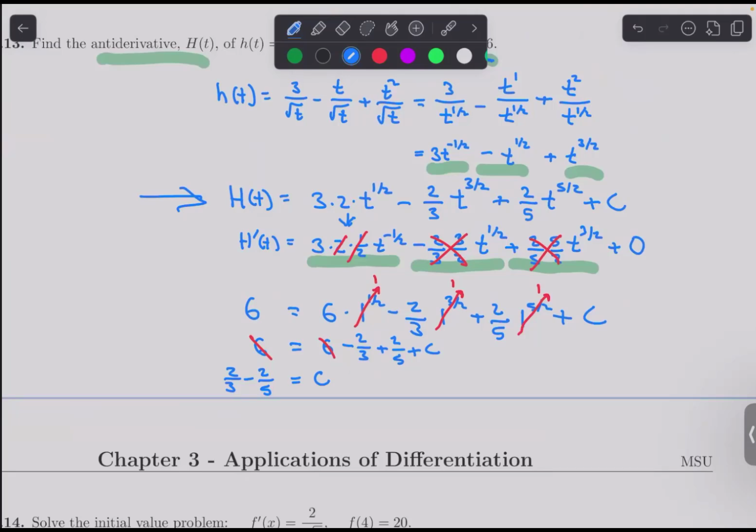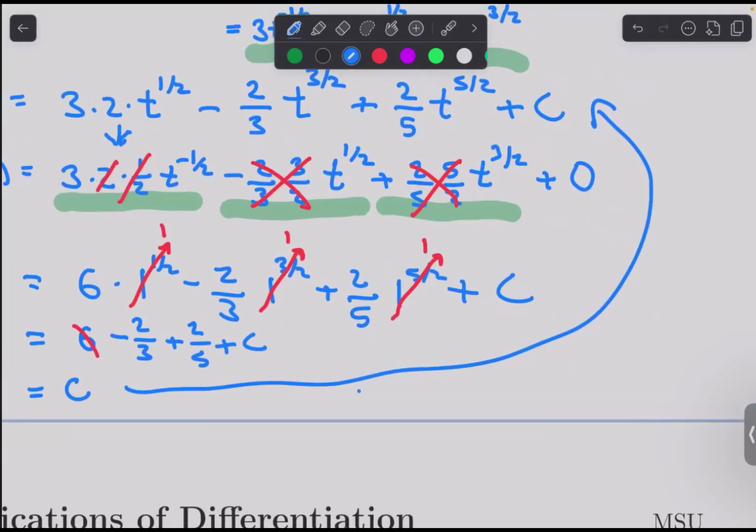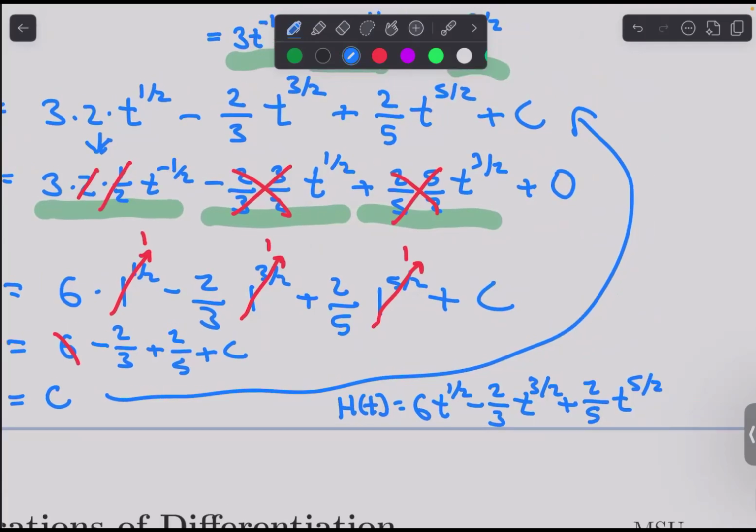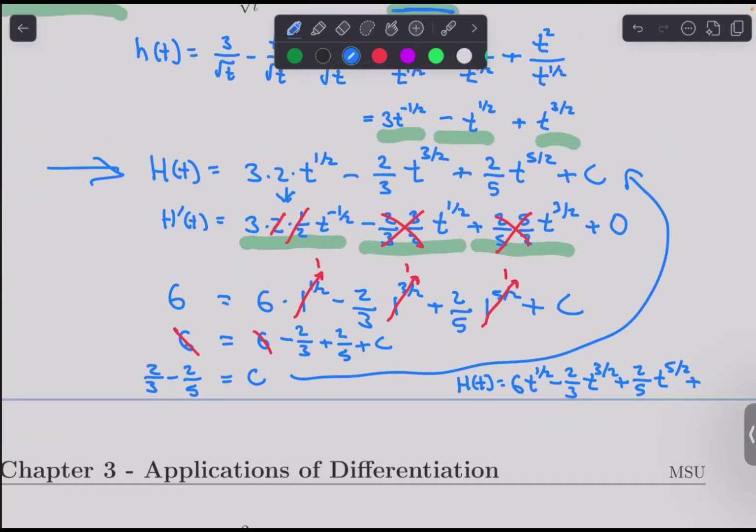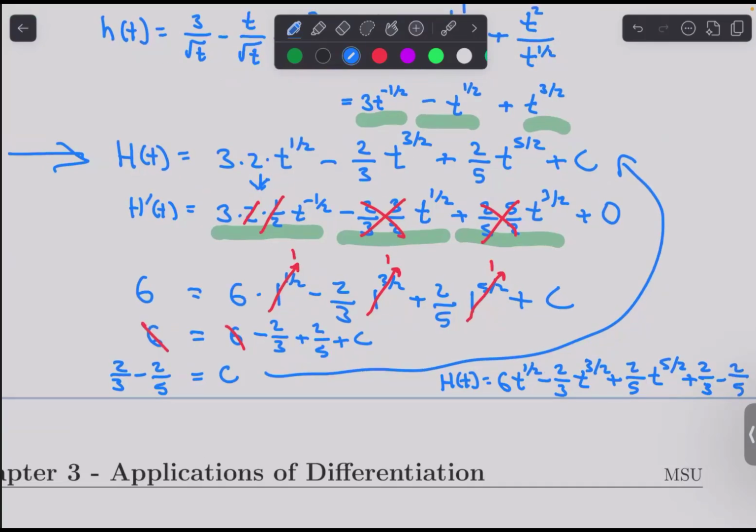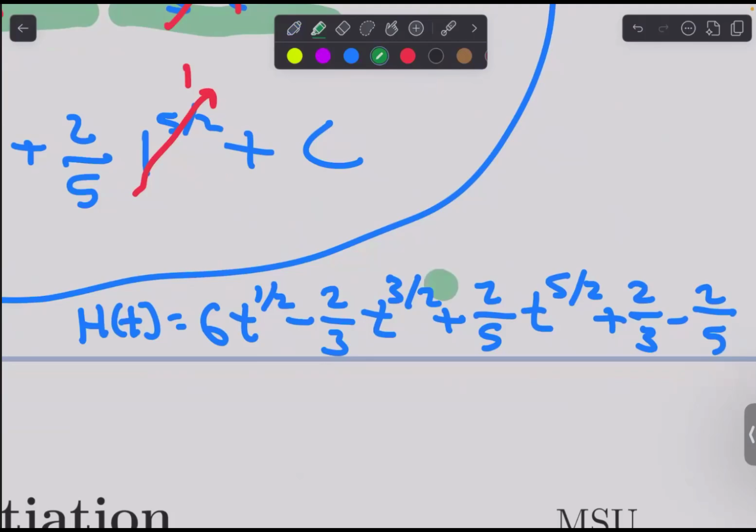So now all I need to do is plug that back in up to where I have my c here. So let's see, I'm going to have h of t is equal to 6t to the 1/2 minus 2/3 t to the 3/2 plus 2/5 t to the 5/2, and then plus my c, which again was 2/3 minus 2/5. So a little bit scrunched down in here. Apologize for that, but that right there is my final answer.